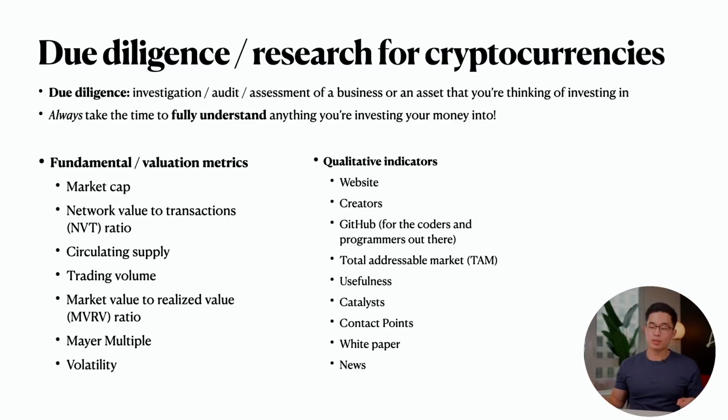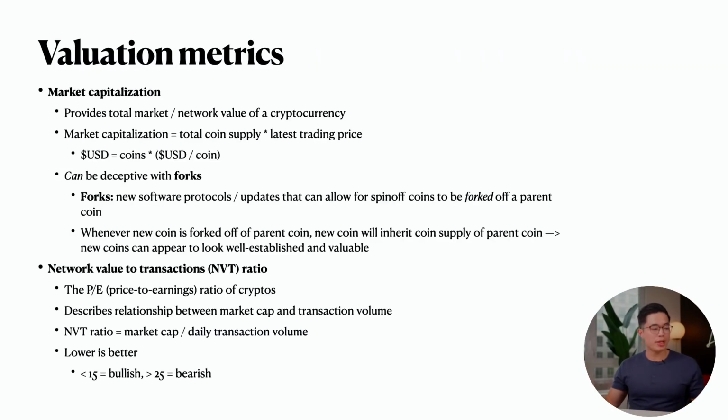So we'll talk about the fundamentals and the valuation metrics that I think you guys should know. So the market cap, the NVT ratio, circulating supply, trading volume, MVRV ratio, the Mayer multiple, and basically what volatility is. Then we'll go through some qualitative indicators such as the website, getting to know the creators, GitHub, the total addressable market, the usefulness, catalysts, contact points, the white paper, and also looking at news. So let's start with valuation metrics, more specifically the market capitalization.